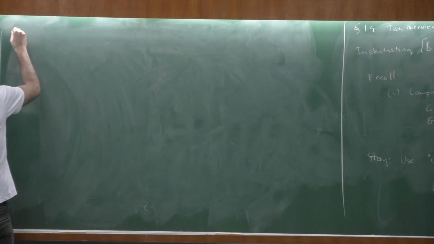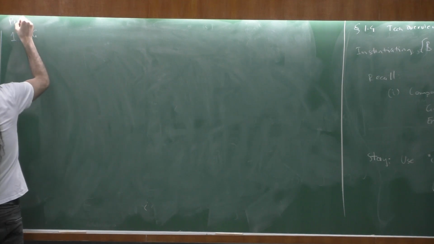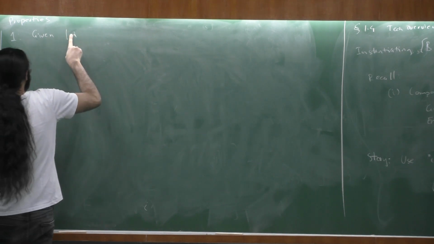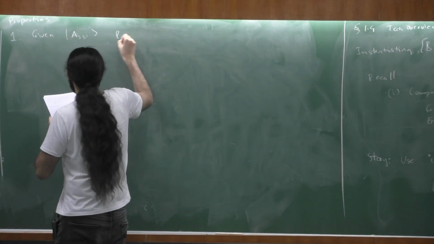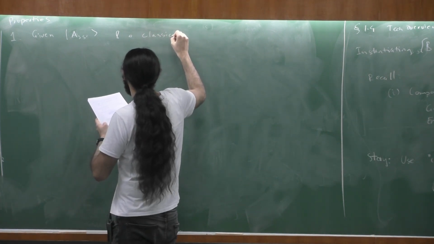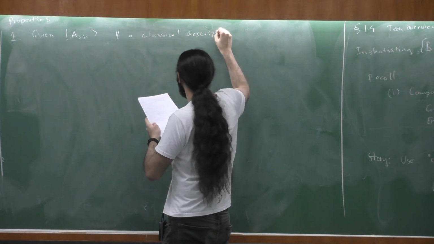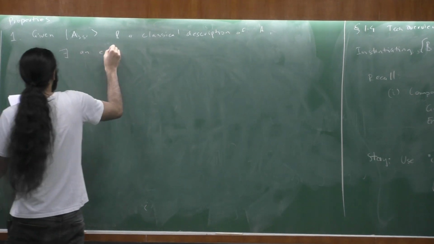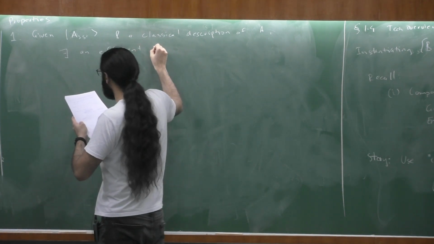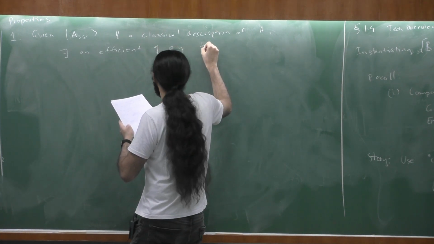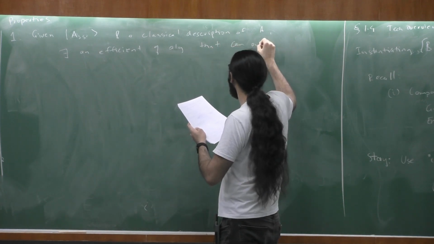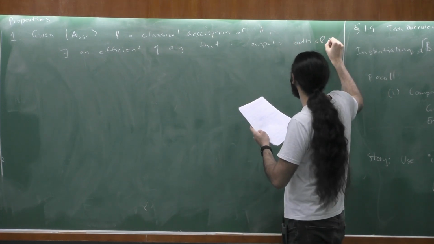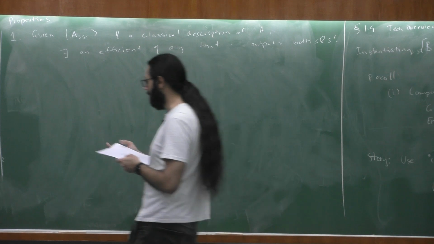Okay, so here's the first property: given A, S, S prime and a classical description of A, there exists an efficient quantum algorithm that outputs both S and S prime. Okay, so we look at a proof of this in just a second.